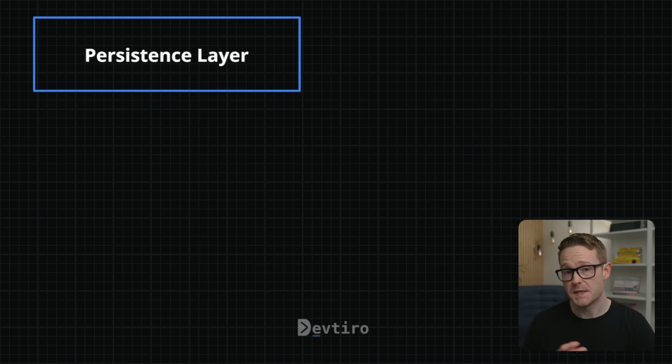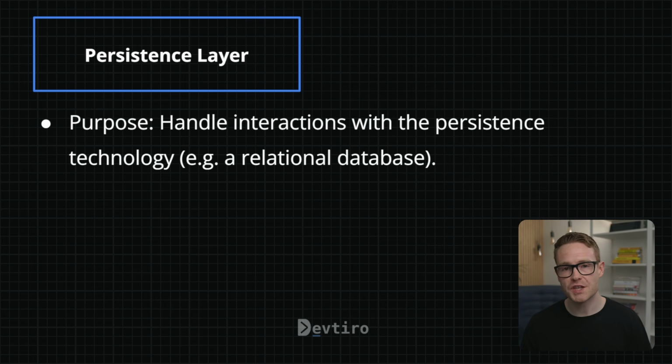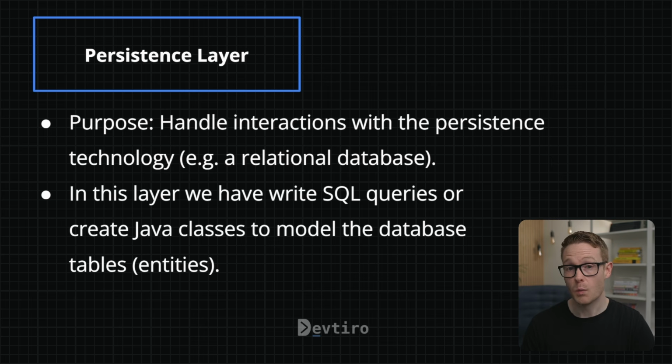The purpose of the persistence layer is to handle interactions with the persistence technology. This is often a relational database, but it doesn't have to be. However, for the sake of this, we're going to assume that it is a relational database. In which case, this is the layer where we would write our SQL queries, or we would create the Java classes to model the database tables, and we call these entities. The persistence layer is the bottom layer in a Spring Boot application, so it doesn't depend on anything, it's the one right at the bottom.